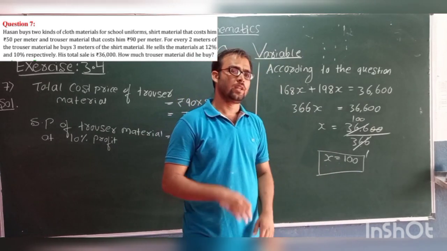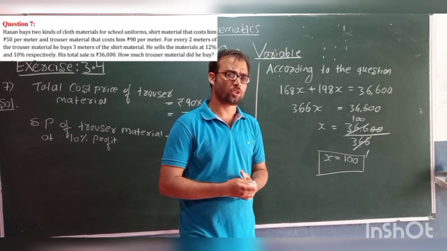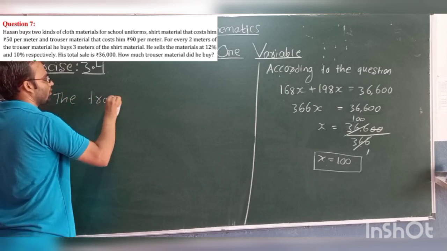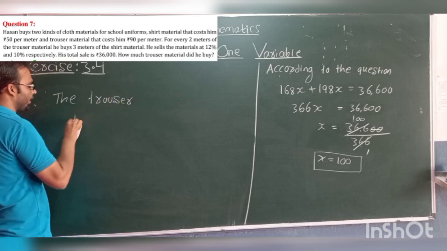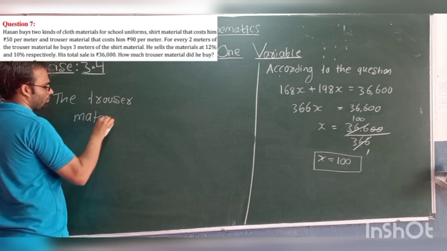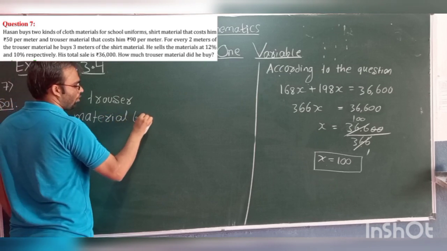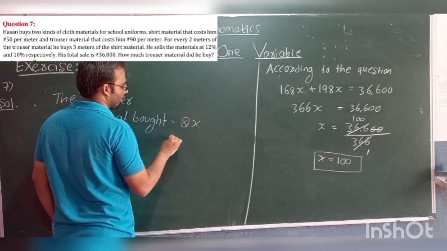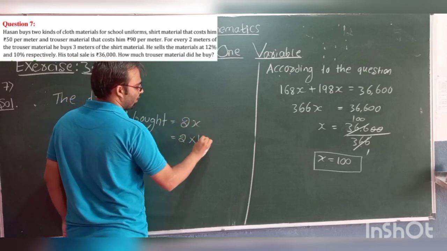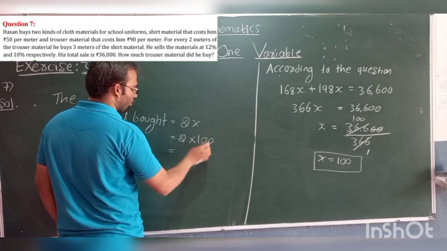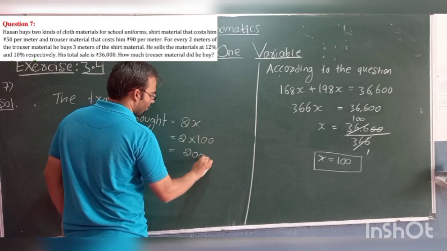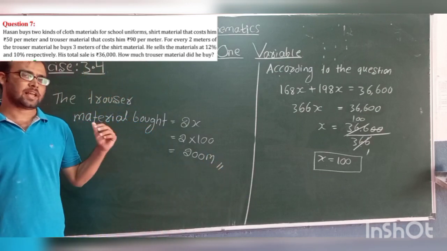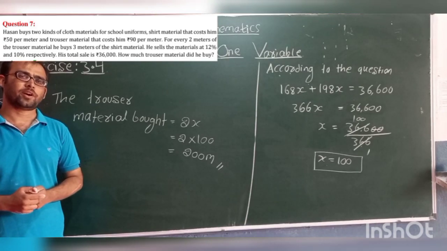Now what do we need to find? The amount of trouser material bought. Therefore the trouser material bought equals 2x, that is 2 into 100, x is 100. Okay, so 2 into 100 is what? 200 meter. Okay, so how much trouser material has been bought, students? Hassan has bought trouser material of 200 meter.